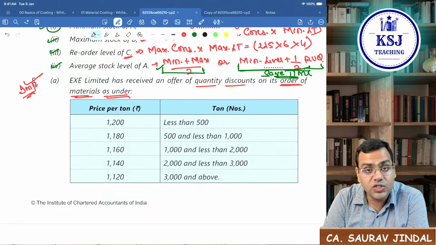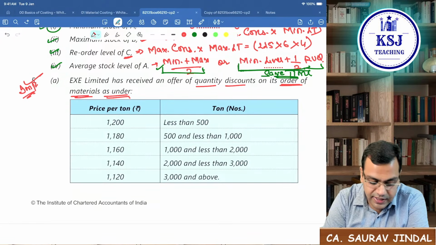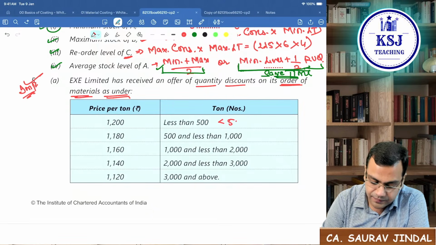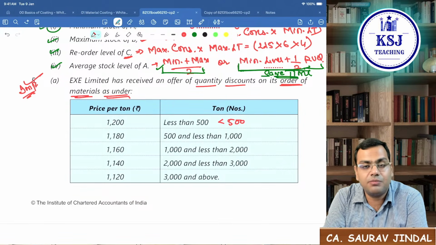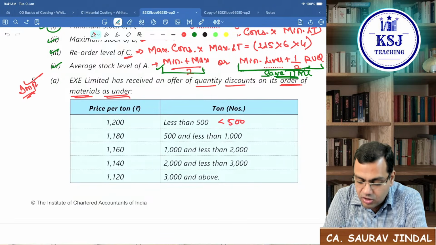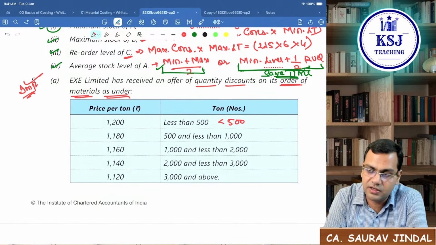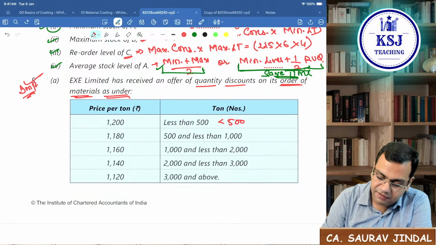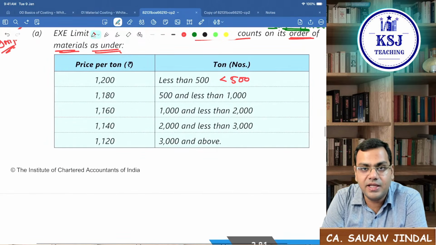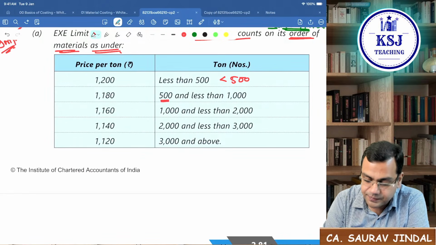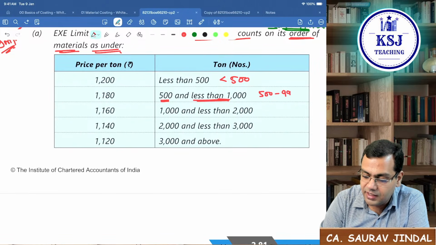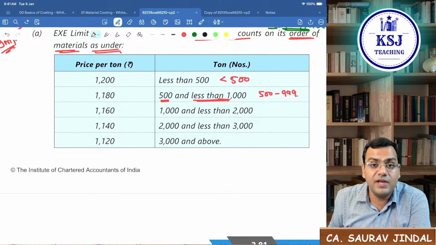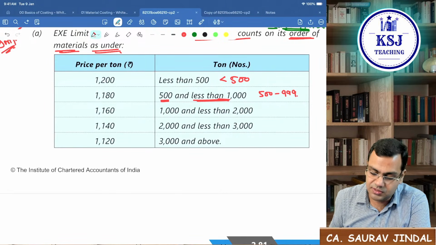Price per ton is 1200 if the ordered quantity is less than 500. If the ordered quantity is up to 499, the price of the raw material per ton will be 1200 rupees per ton. After that, if the quantity ordered is 500 and less than 1000, that is, between 500 to 999, in that case, you will get some discount from the supplier. The price will be 1180 in that case.